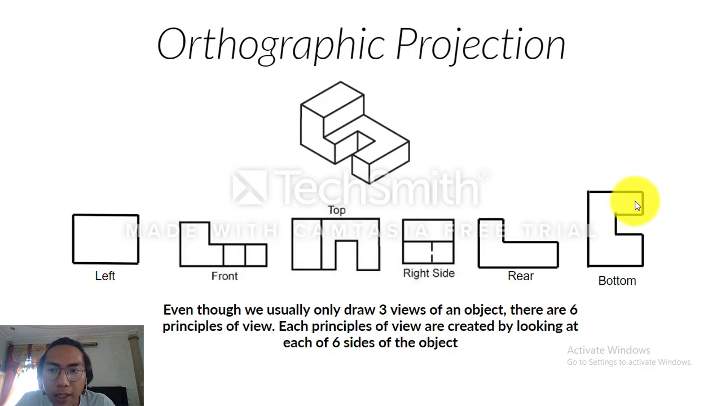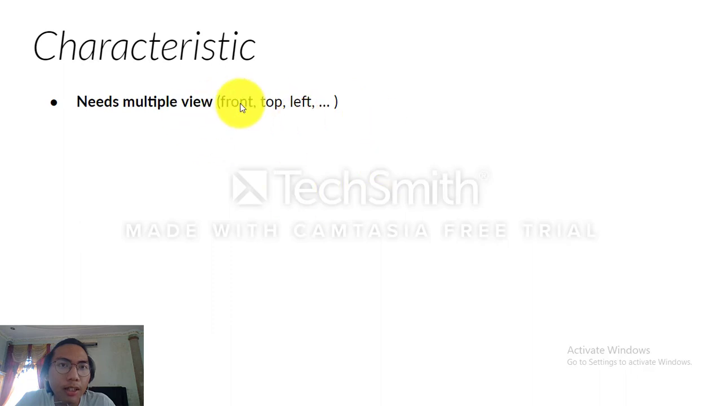So it will be a letter, what is it, letter E, or I don't know, but most likely it's like this, the bottom side. So it is here, here, and here. So this is the example of the orthographic projections in the specific object. So let's jump into the characteristics.